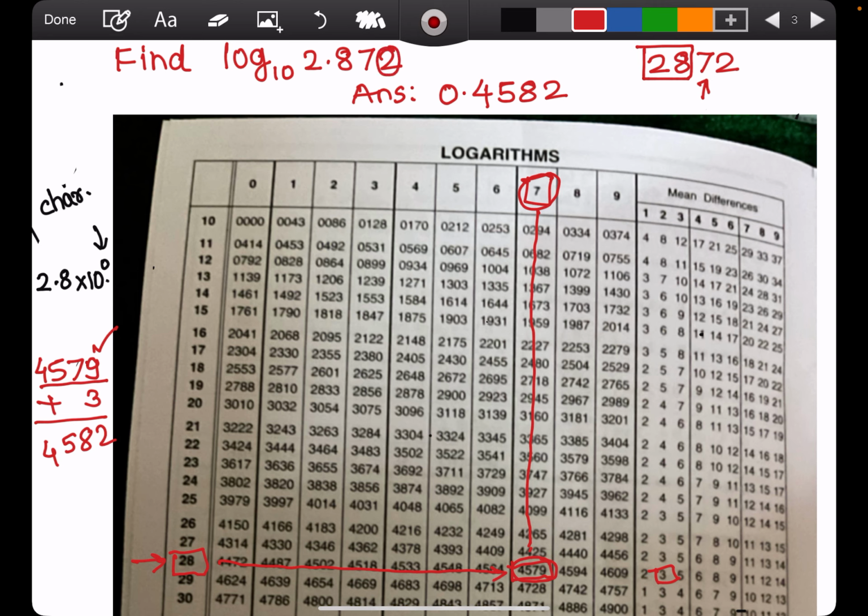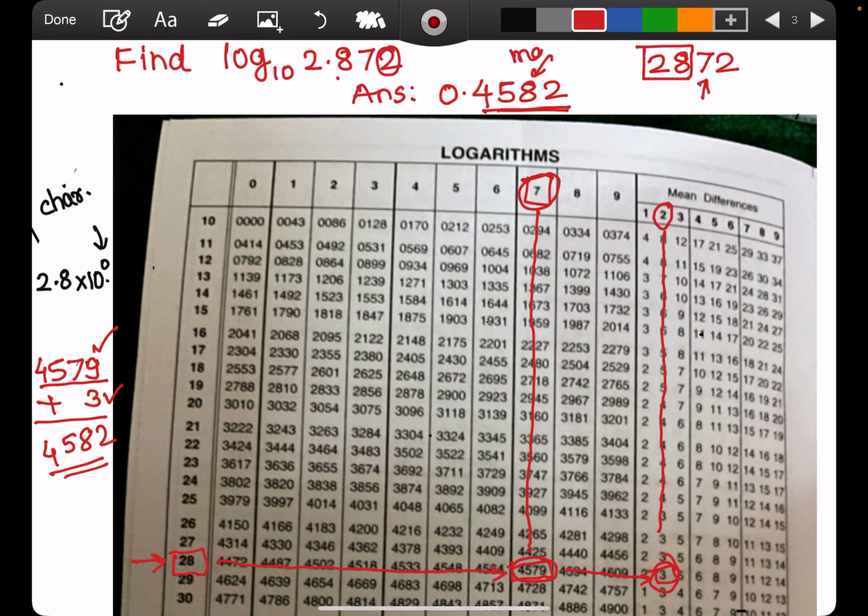The last digit is 2, so I go to the mean differences column, mean difference 2. I move downwards up to this row, so the mean difference becomes 3. I add the mean difference to the original mantissa, 4579 plus 3, and the addition becomes the mantissa of the answer. So this becomes 4582. Now 4582 is the mantissa.